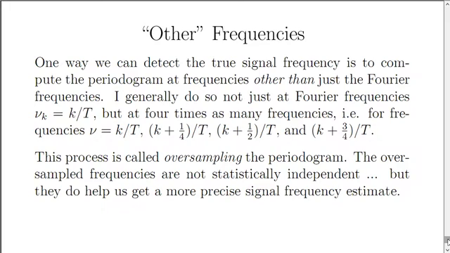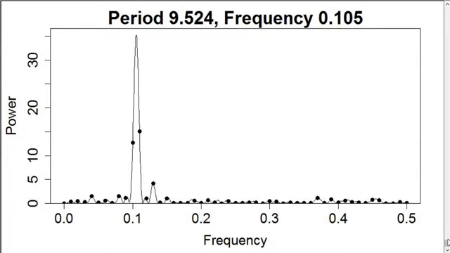For instance, if we take that data we were just looking at and oversample the periodogram, we get this. Notice that we've got strong response at frequencies 0.1 and 0.11, just like we did before, but at frequency 0.105, we're getting a much stronger response. Generally, the strongest response will be at the actual signal frequency if there is a periodic signal. So that introduces the idea of oversampling a periodogram.